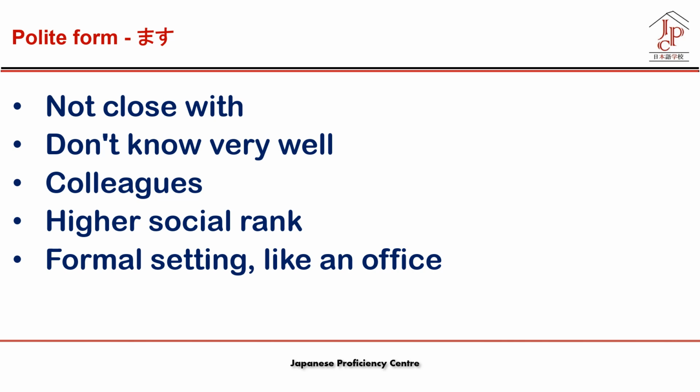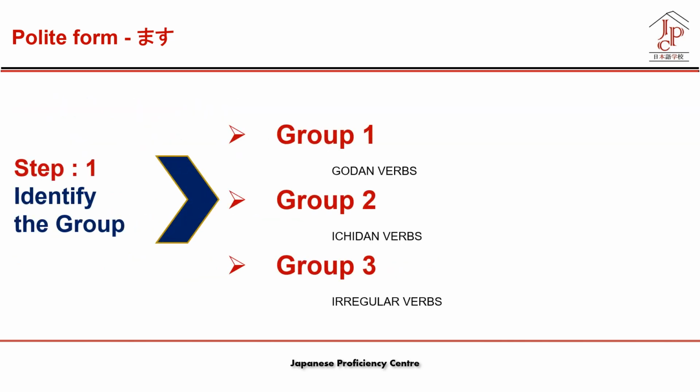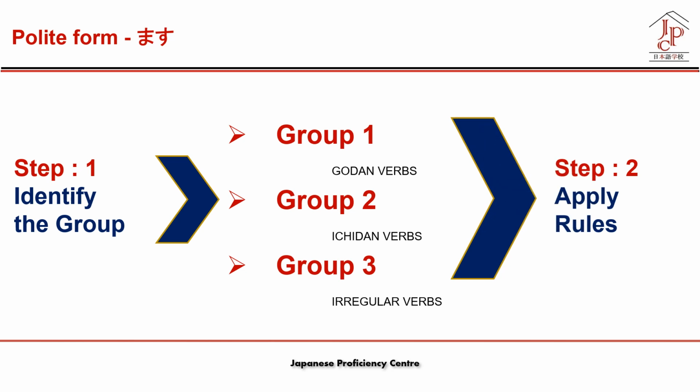Let us see how we can derive the mas form of the verb from its root or dictionary form. We need to follow certain rules for each classification. So it is basically a two-step process. First, you have to identify the group, whether it is first group, second group or third group. After classifying the group, we need to apply certain rules to get the mas form.